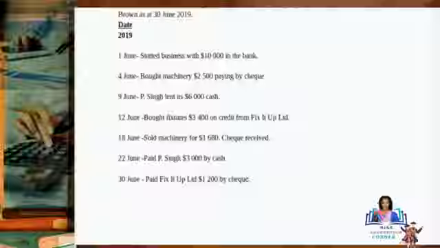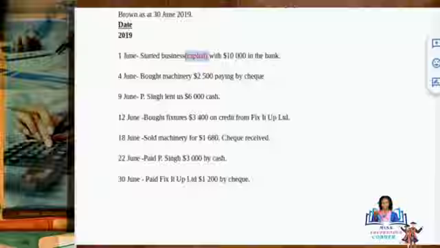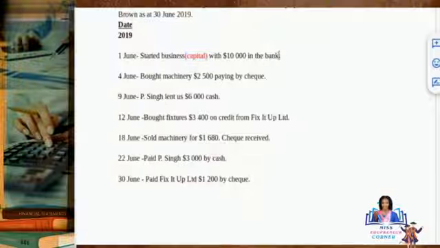So in the first transaction, capital will be credited because Sandra started business with $10,000 in the bank. So here she would have made an investment in her bank account. So capital is increasing by $10,000. So we're going to put the capital account in red. And then this amount was placed in the business bank account. Bank is an asset, and as an asset increases, you are to debit. So the bank account will be placed in blue.